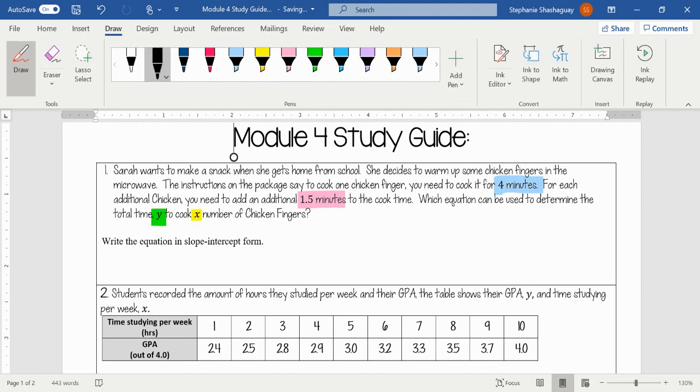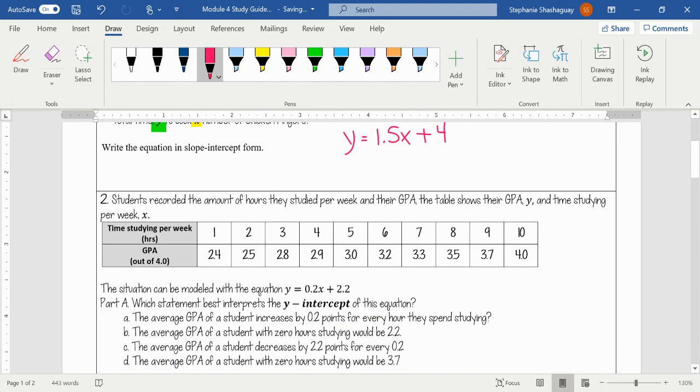So all we're doing here is writing an equation. So we're going to write y is equal to 1.5x, because 1.5 is our slope. That's how much it's changing each time we add a chicken finger, plus 4, because that's the initial amount that we have to cook one chicken finger. So that's our equation in slope-intercept form. It was that easy. Now let's take a look at question number 2.